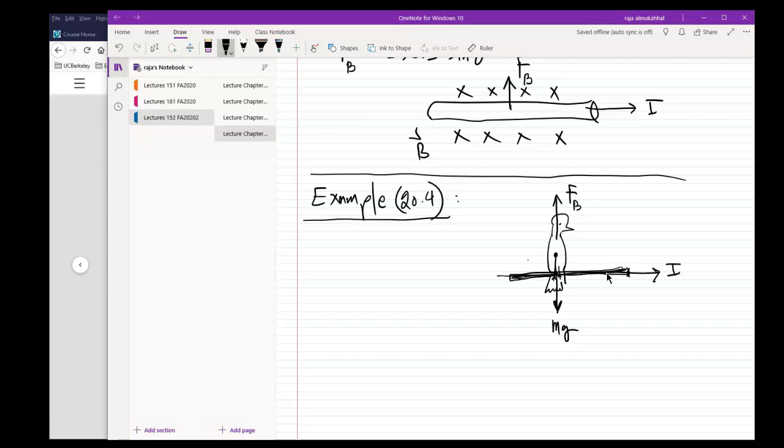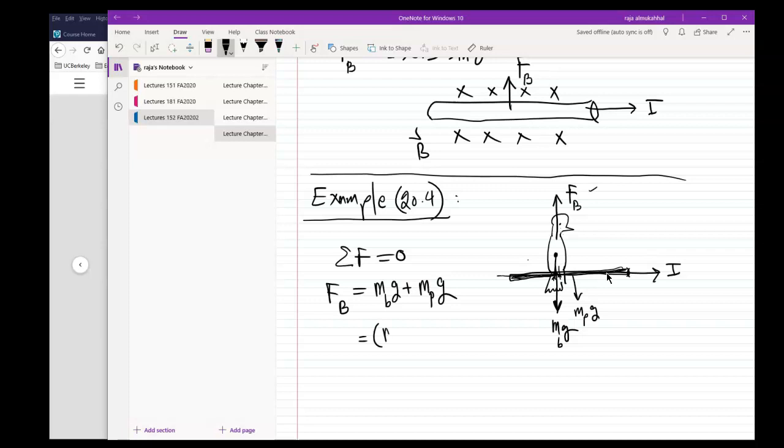We have the weight of the bird plus the weight of the perch. I'm going to call it M sub P g. So we have 2 of them, and those are going to balance with the magnetic force, F sub B. Let me put it properly in terms of Newton's second law. Sigma of F equals 0, the equilibrium thing. So F sub B must balance with the weight of the bird plus the weight of the perch.